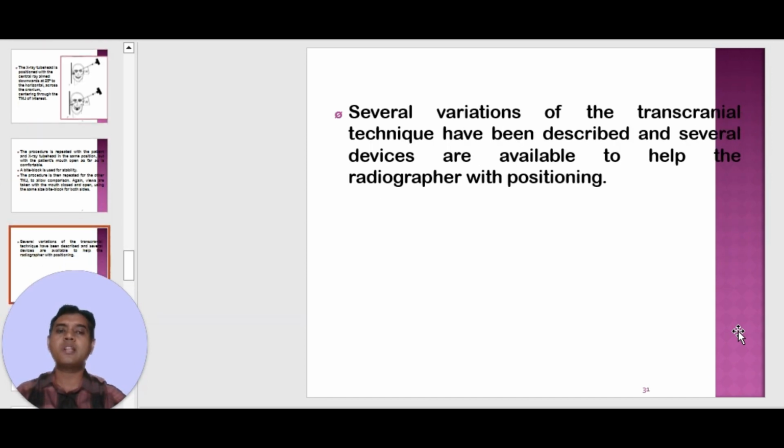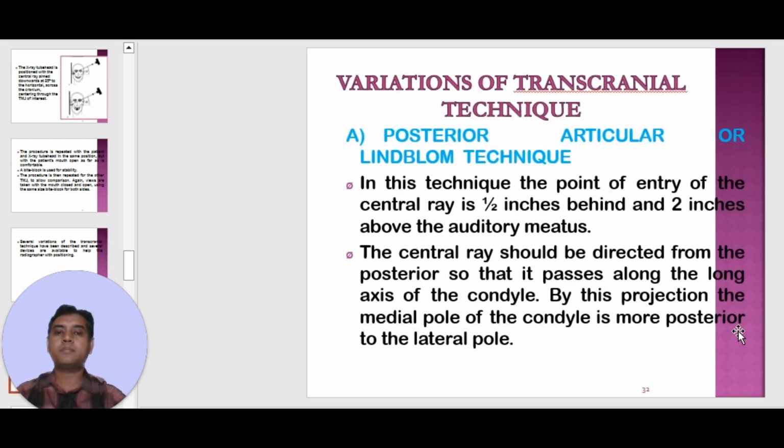There are various variations of the transcranial technique, such as the posterior articular or Lindblom technique. In this technique, the point of entry of the central ray is half an inch behind and 2 inches above the external auditory meatus. The central ray should be directed from the posterior so that it passes along the long axis of the condyle. By this projection, the medial pole of the condyle is more posterior than the lateral pole.